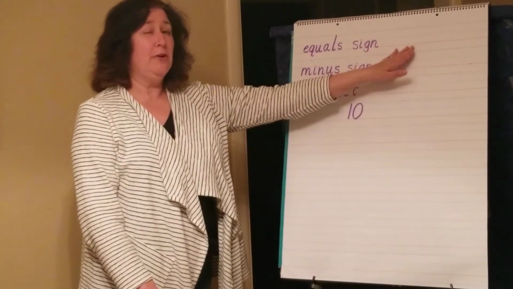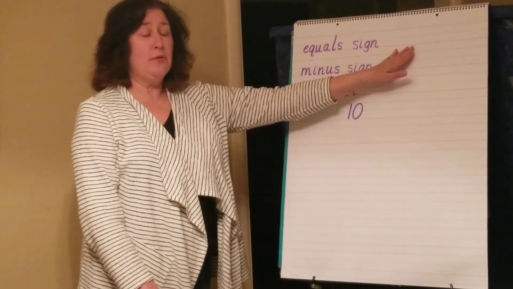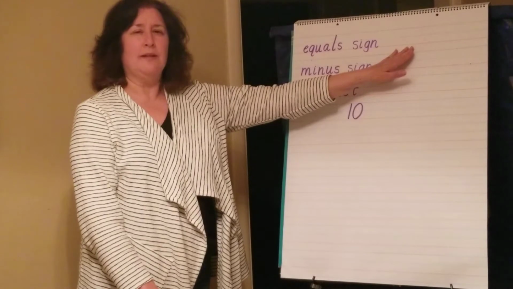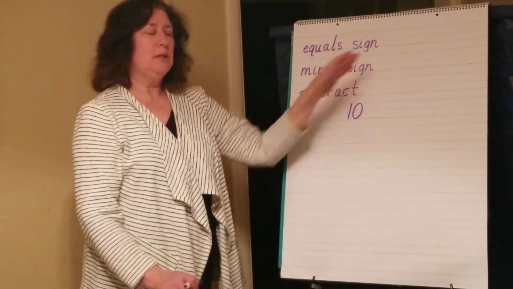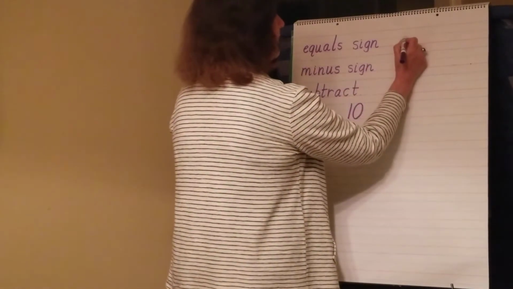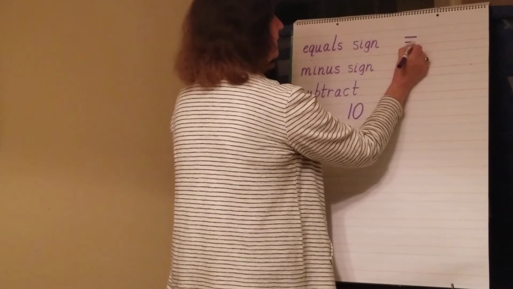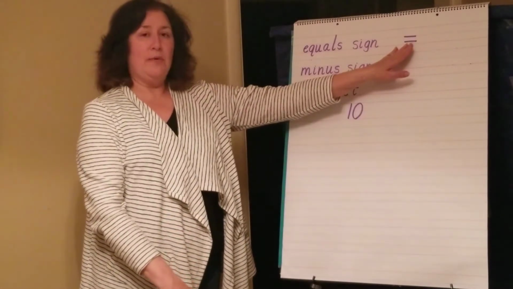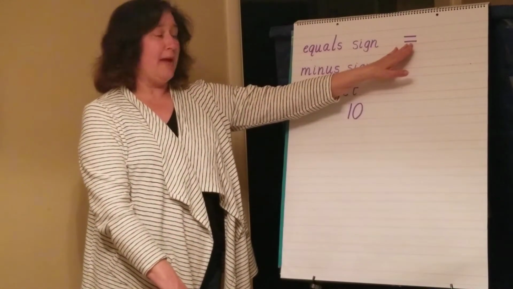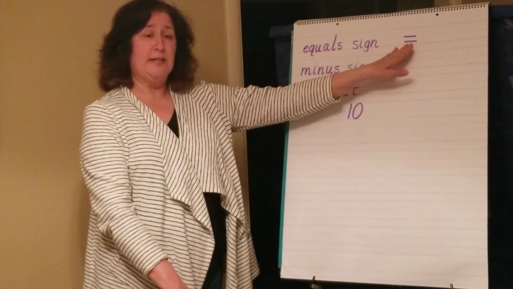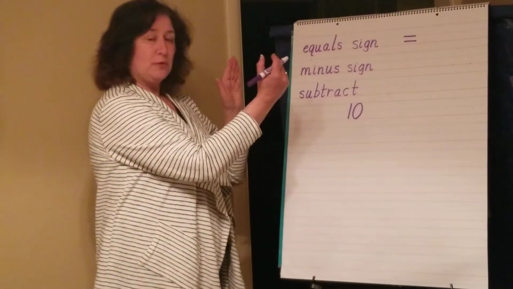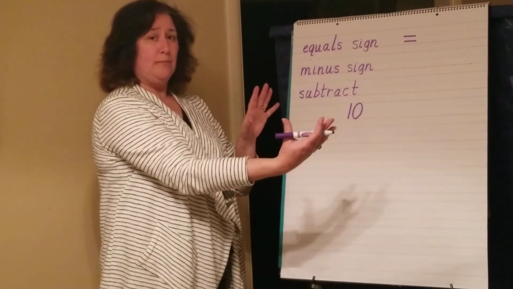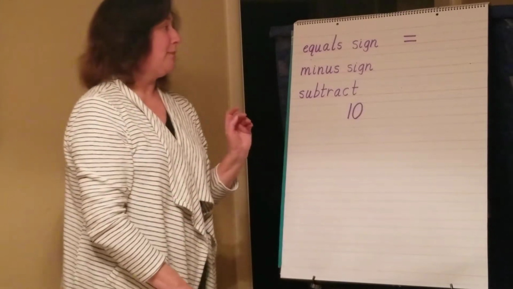Can you picture it in your head? Maybe you have a piece of paper, you could even write it down. What does the equal sign look like? Well, the equal sign looks like this. It's got two lines, one on top of the other, right? We use that at the end of the math sentence, and it tells us that the numbers on one side of the equal sign and the numbers on the other side are the same. They're equal, they're the same amount.